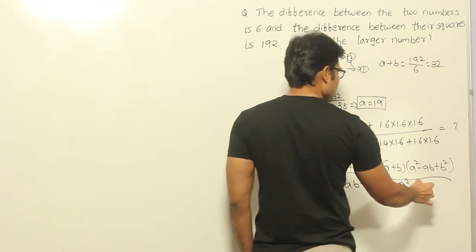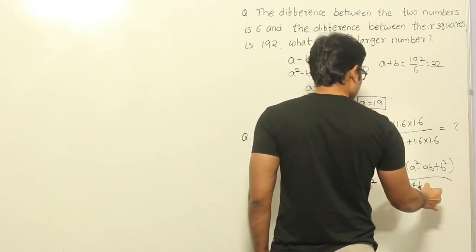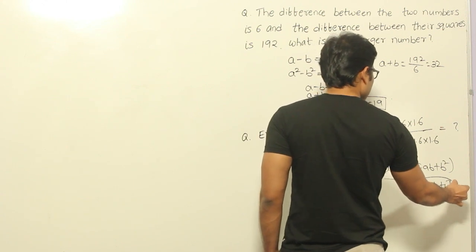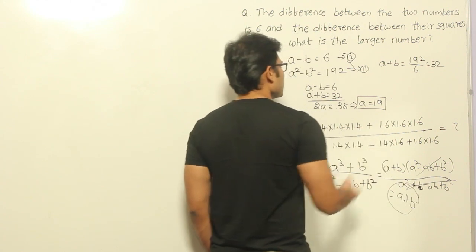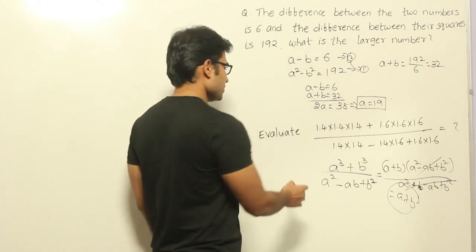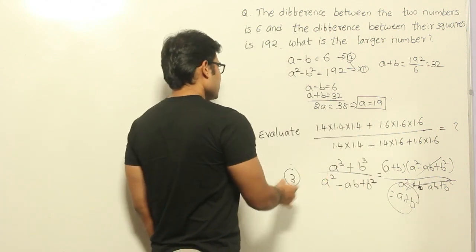So already in the denominator we have the same a square minus ab plus b square. So this is going to be a plus b, right? So this is going to be 1.4 plus 1.6, which is equal to 3. So the answer for this one is 3.